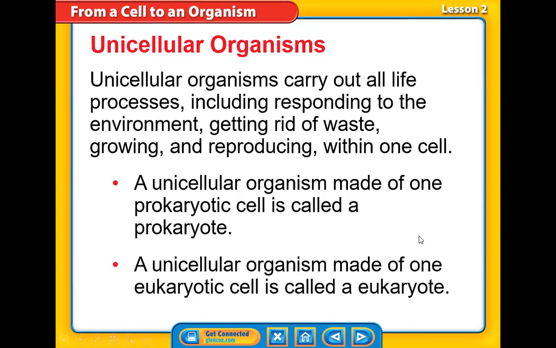So here we said that a unicellular organism made of one eukaryotic cell is called a eukaryote. So here we have two different types. That means a unicellular organism could be prokaryotic or eukaryotic. What is the difference between prokaryotes and eukaryotes? As we said before, prokaryotes have no nucleus; eukaryotes have a nucleus.